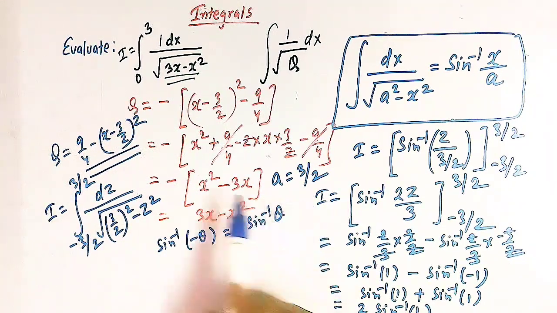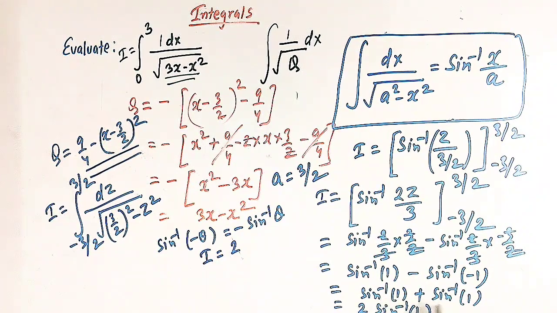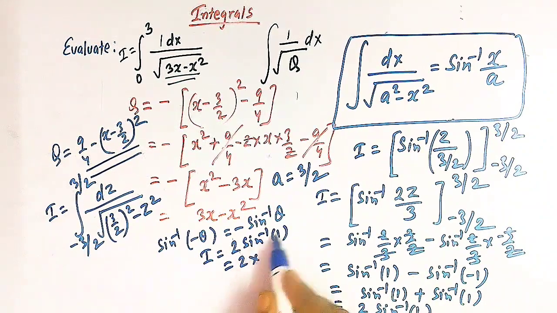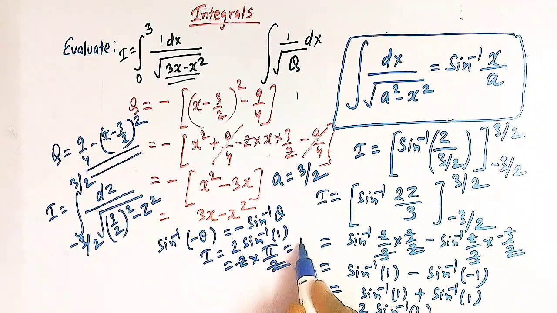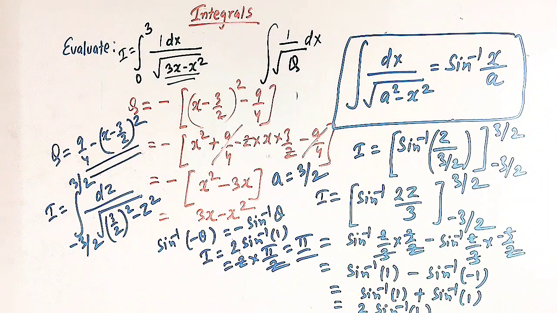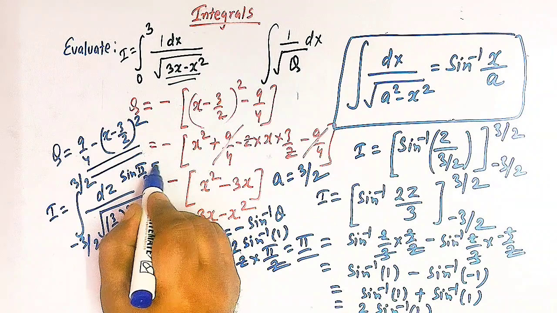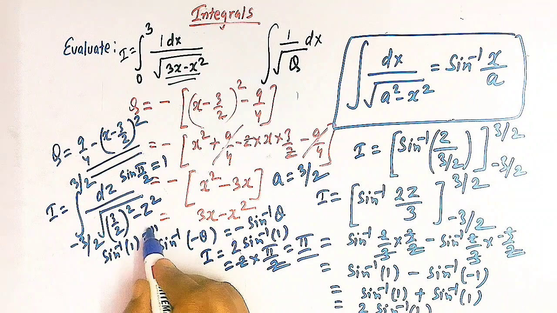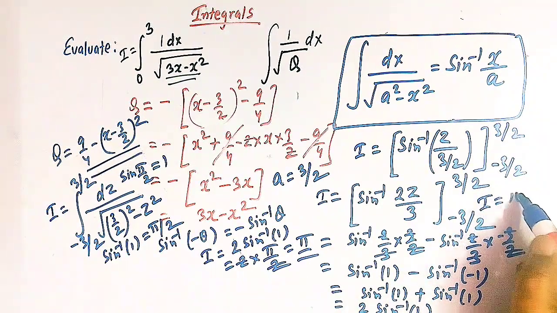So now the value of this integral I is given by 2 times sine inverse 1, and sine inverse 1 is pi over 2, and 2 and 2 get cancelled, and we are left with only pi, right? Because sine of pi/2 is 1, so sine inverse 1 is equal to pi/2, right? So the value of this integral is given by pi.